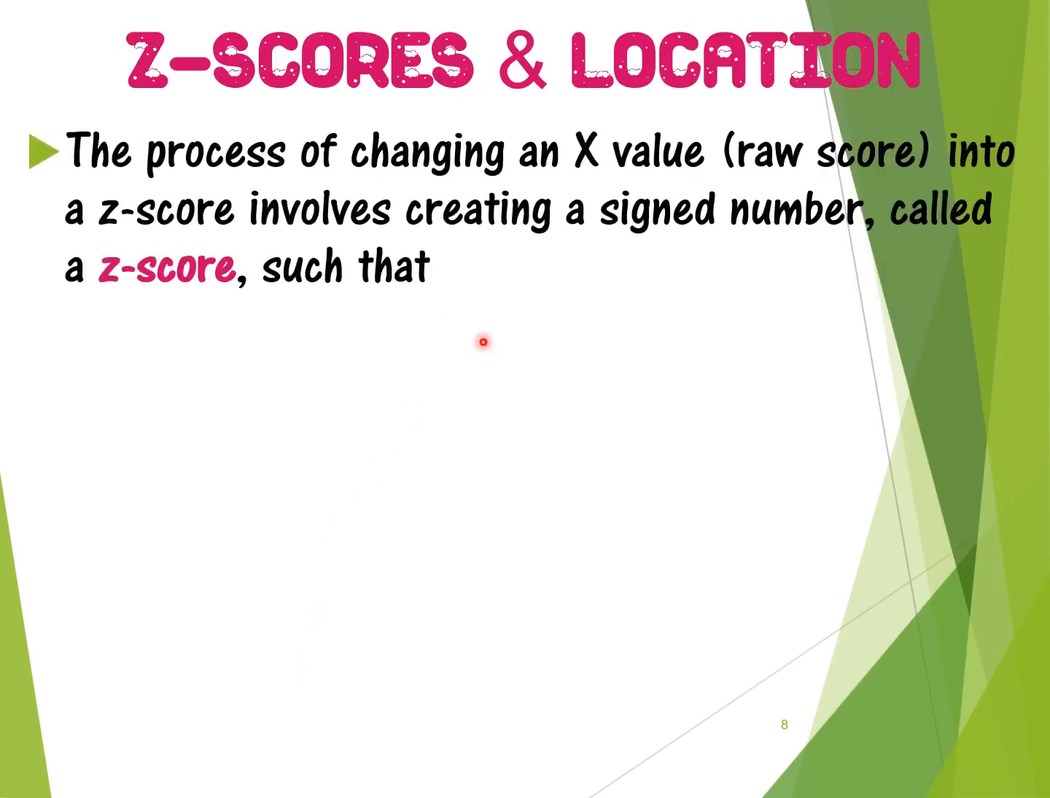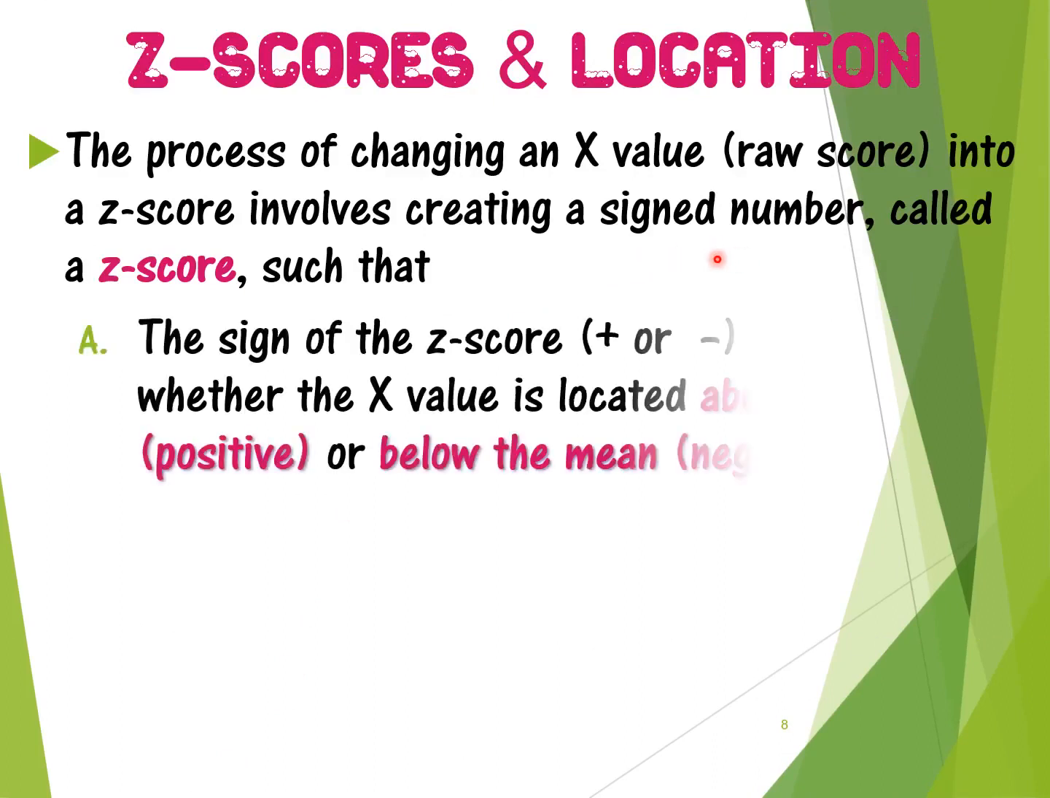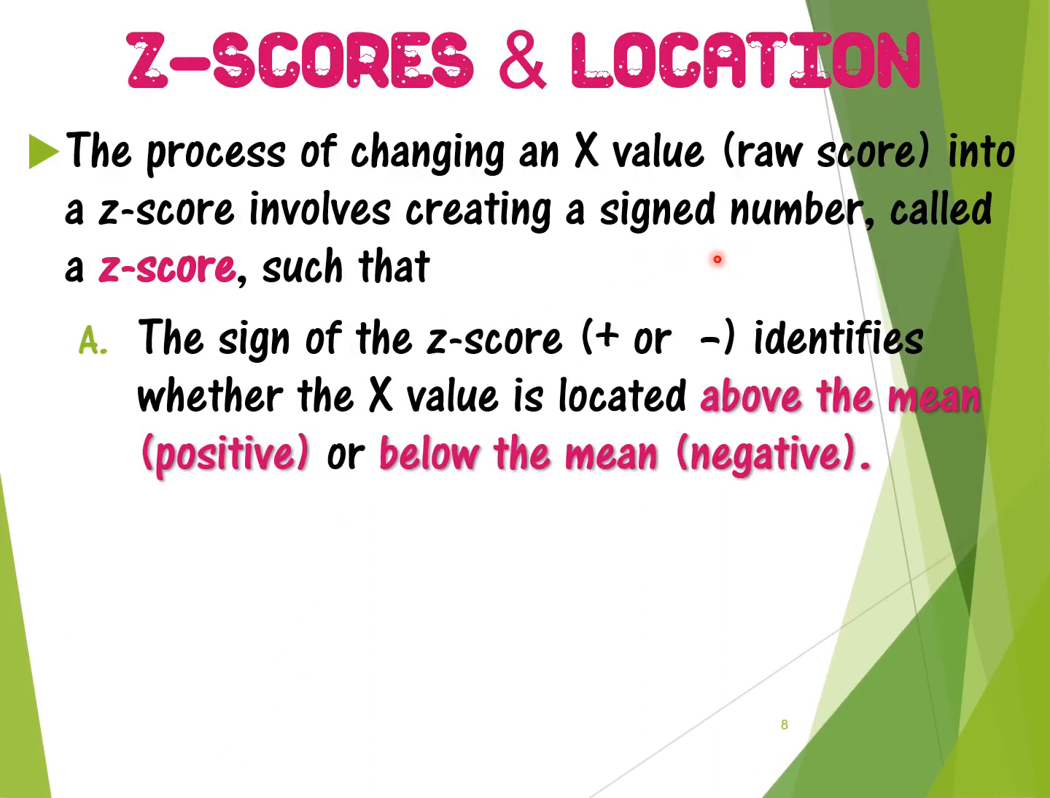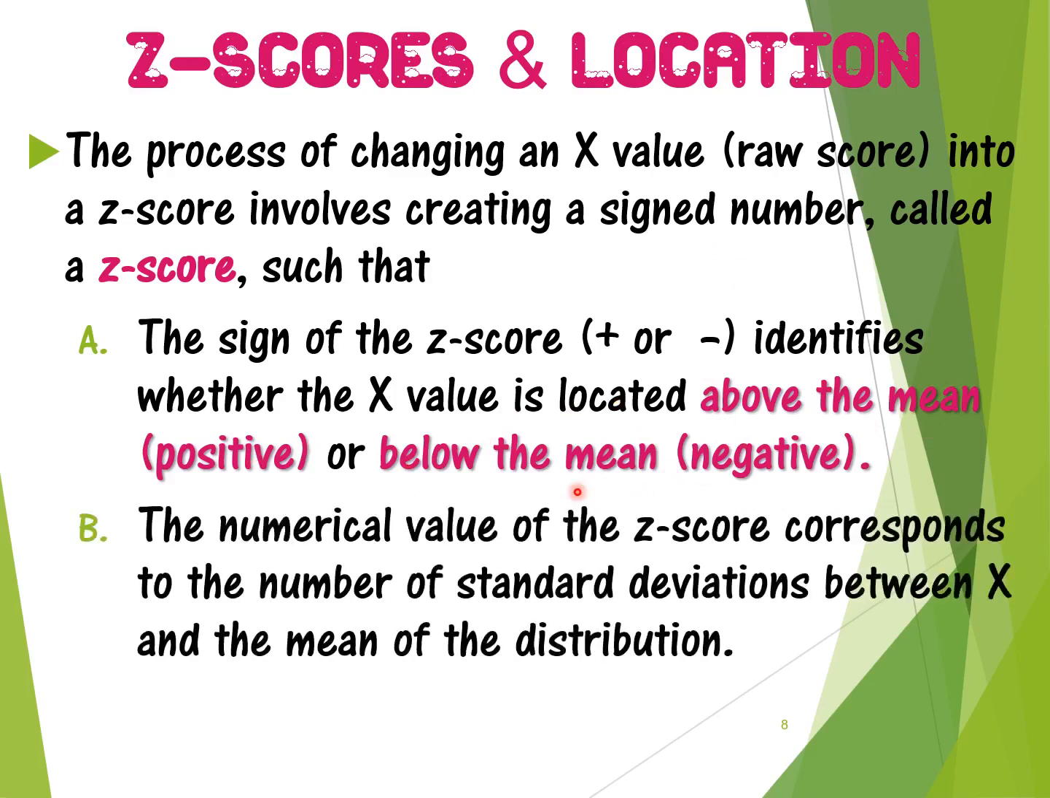Now, the process of changing a raw score into a Z-score involves creating a signed number. The sign of the Z-score will identify the location of the raw score. If it is positive, that is above the mean, and if it is negative, that is below the mean. The numerical value of the Z-score corresponds to the number of standard deviations between the raw score and the mean of the distribution.